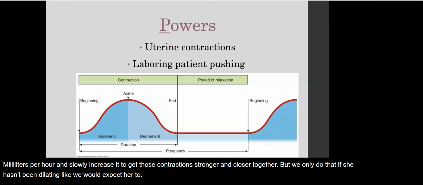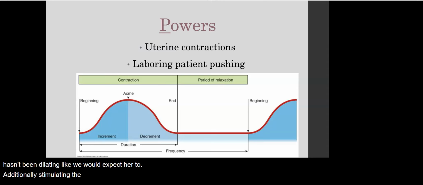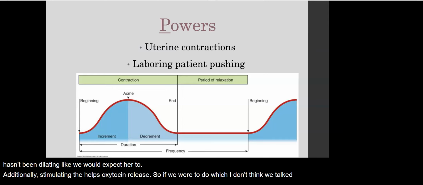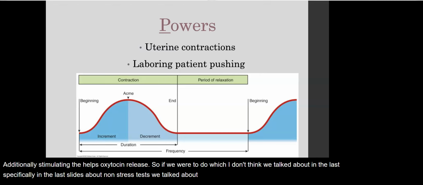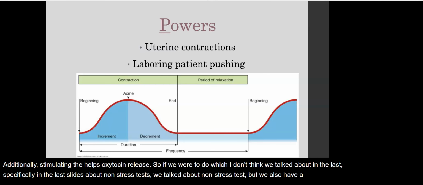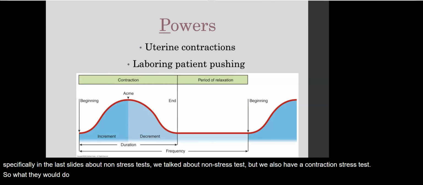Additionally, stimulating the nipples helps oxytocin release. So if we were to do, which I don't think we talked about specifically in the last slides about non-stress tests, we talked about non-stress tests, but we also have a contraction stress test. What they would do for a contraction stress test is stimulate contractions or release of oxytocin by nipple stimulation.